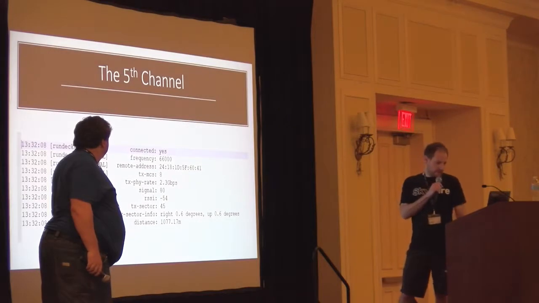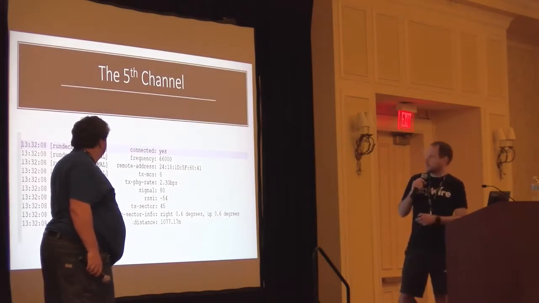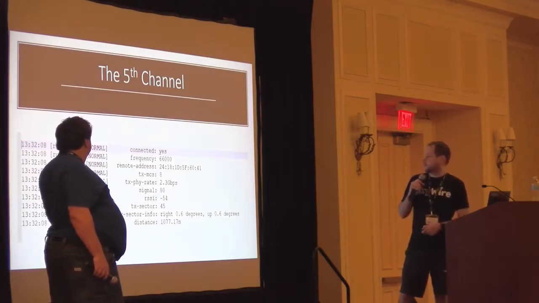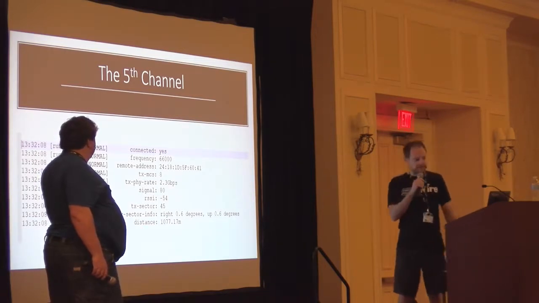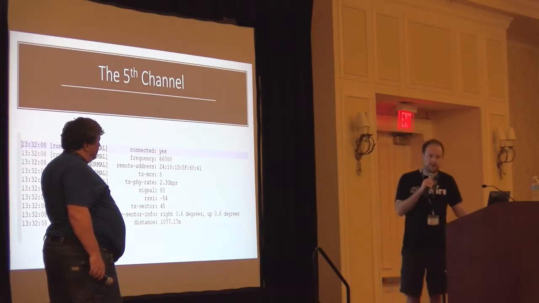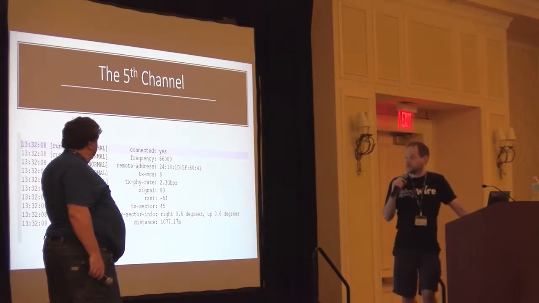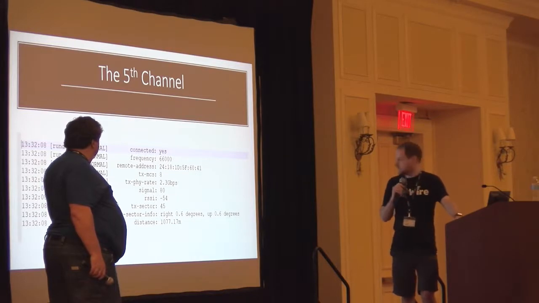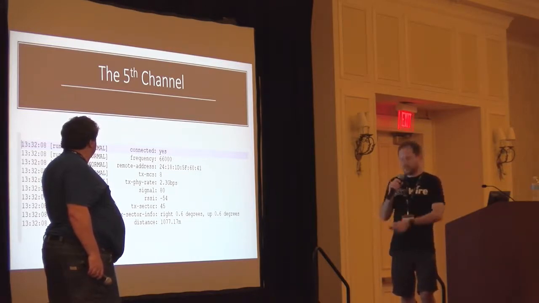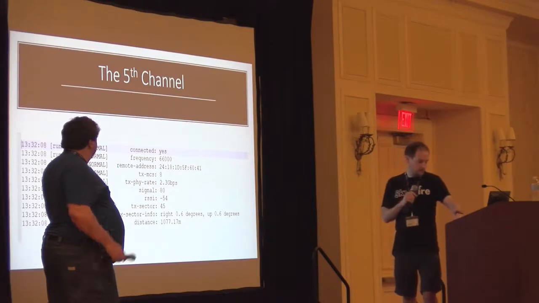So recently, the 5th channel came out, which allows you to go even further with better signal strength. Right now, it's only accessible through the command line. You have to set up a scan list on both sides, and then you can choose it. So you can see a physical rate of 2.3 gigabits per second aggregate.